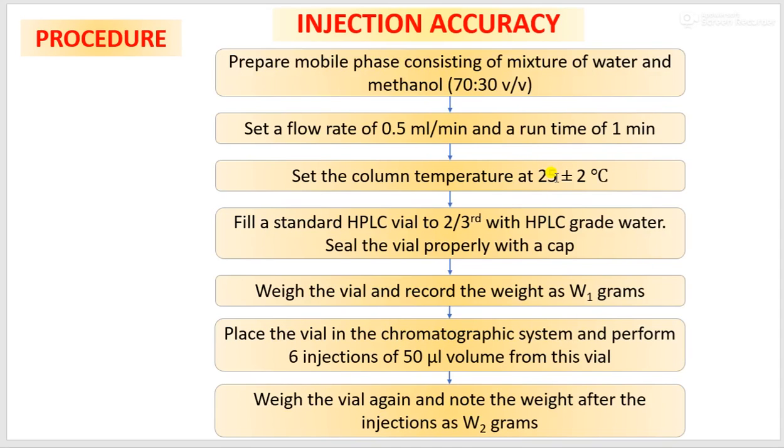Then you have to take HPLC vial and fill that vial with HPLC grade water and properly cap it. After that, you have to weigh that vial and record the weight as W1 gram. Then place the vial into chromatographic system and perform 6 injections of 50 microliter volume from that vial. Once all the 6 injections are over, you have to remove that vial from the system and weigh it, and that weight will be W2 gram.